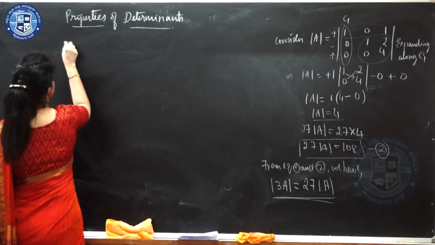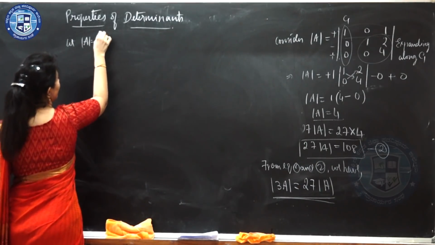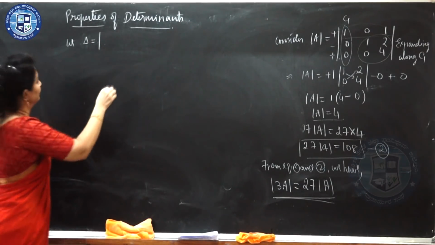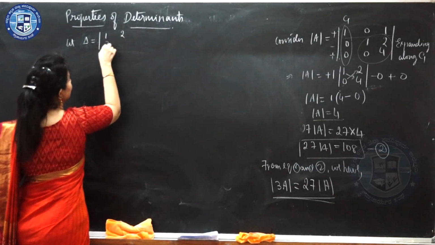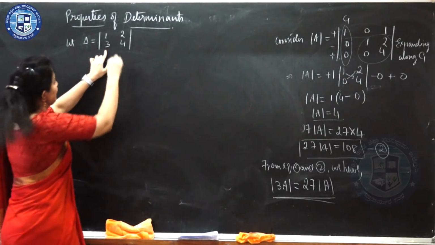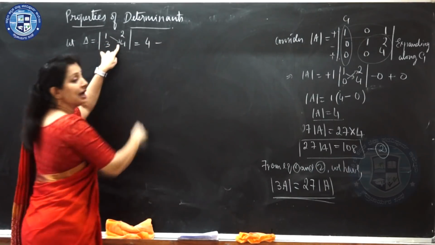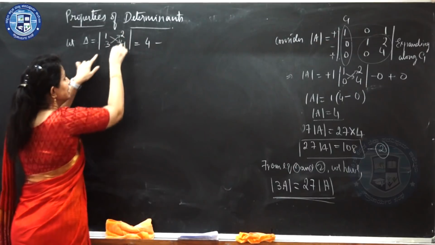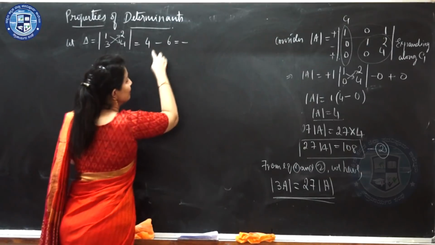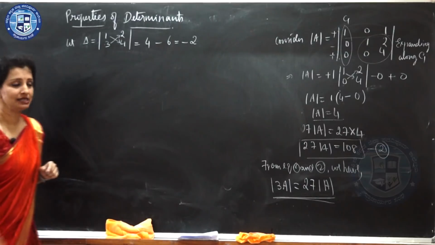So let us take the example. Let the determinant A be, or you can even say delta, equal to 1, 2, 3, 4. Alright? Now, what is the value of this? We know it's very simple. Product of diagonal elements, 1 into 4, 4, minus the product of off-diagonal elements, 3 into 2, 6, which is equal to 4 minus 6, which is minus 2. Minus 2 is the value.